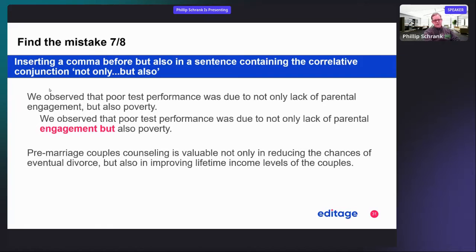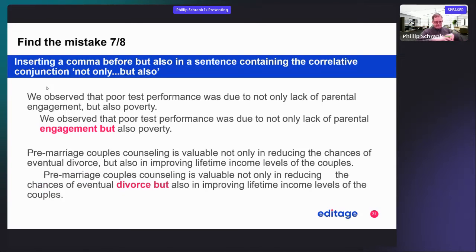"Pre-marriage couples counseling is valuable not only in reducing the chances of eventual divorce, but also in improving lifetime income levels of the couples." When you're looking at it, it actually makes sense to put a break there, but you're not supposed to put a comma there, right? General rule: don't put a comma before "but also."